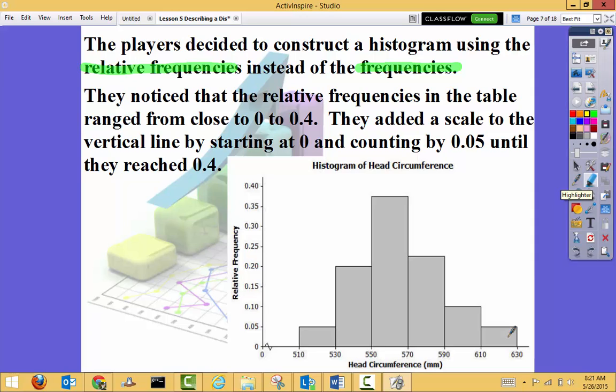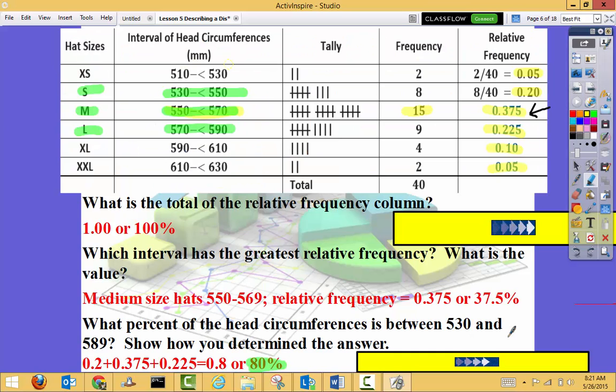So I'm going to add a scale. I start at 0. I'm going all the way up to that 0.4. And I just need to have a nice even number that I'm counting by. So I'm going to count by 0.05. 0.05, 0.05, 0.05, all the way up to that 0.4. Notice how my intervals on the bottom, they stayed the same. They're staying that same interval that I had in my chart.